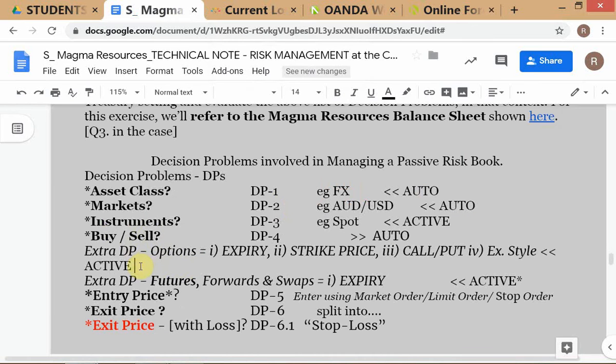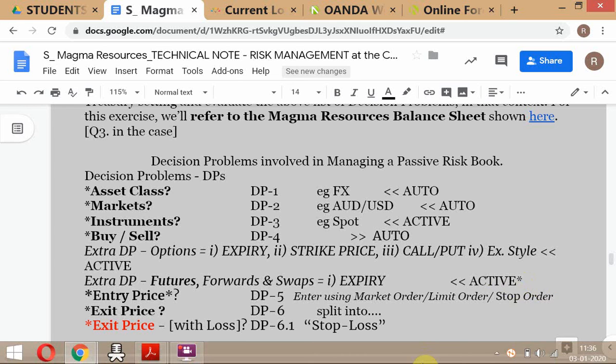within the buy-sell, we have some sub-problems depending on the kind of instrument that you have chosen in your previous decision problem. Say, for instance, if you're dealing with futures, you will have a problem of expiry date, which expiry date to choose. That decision problem is actively solved.